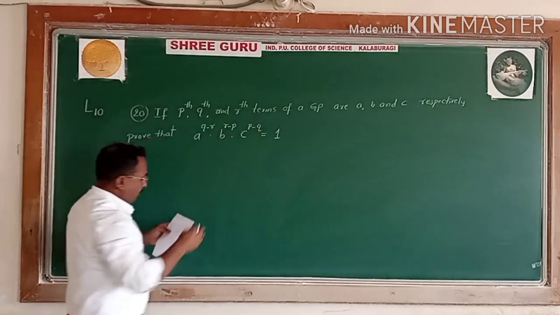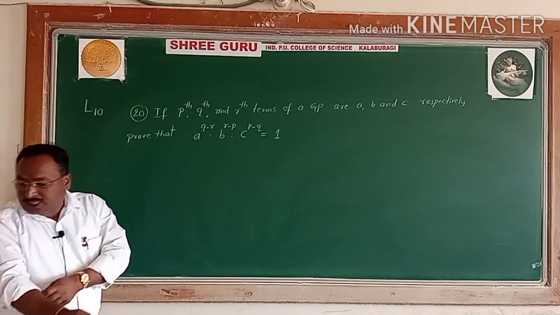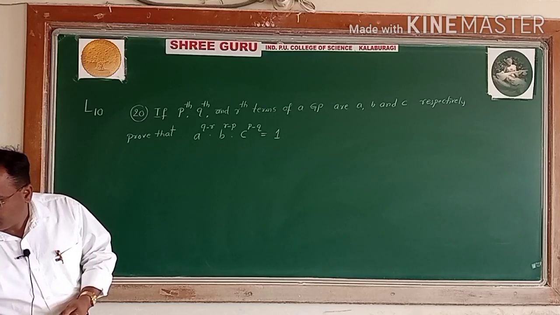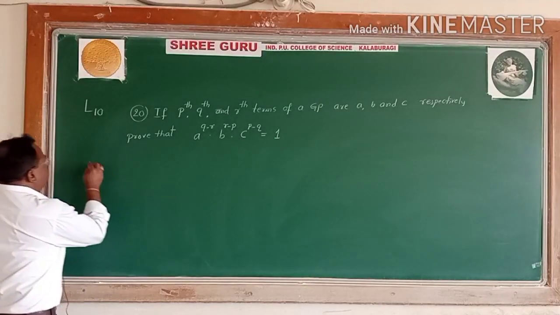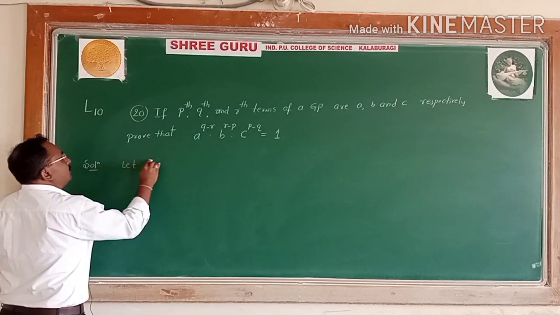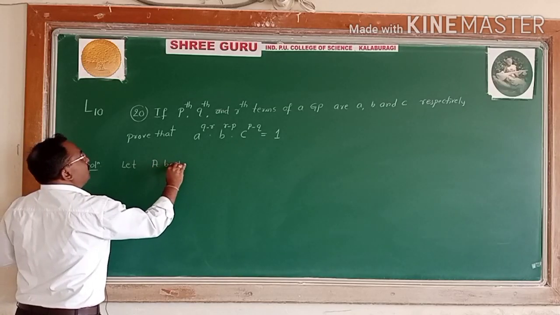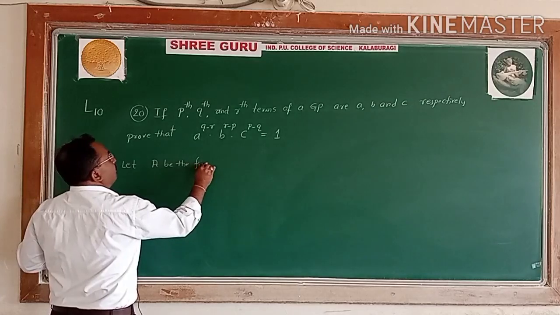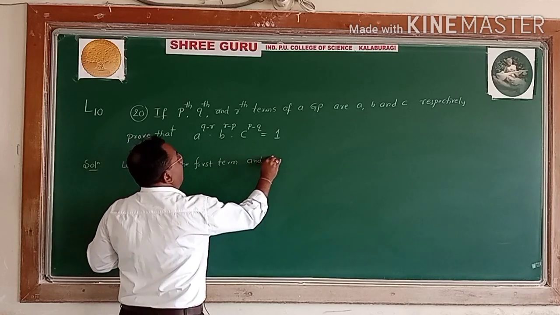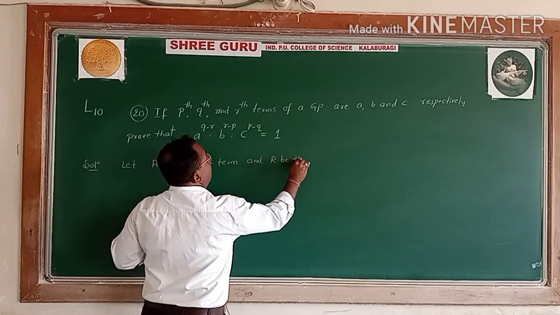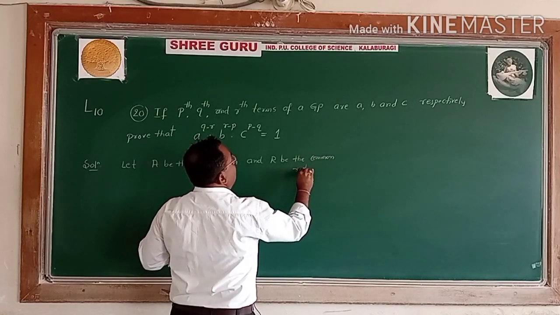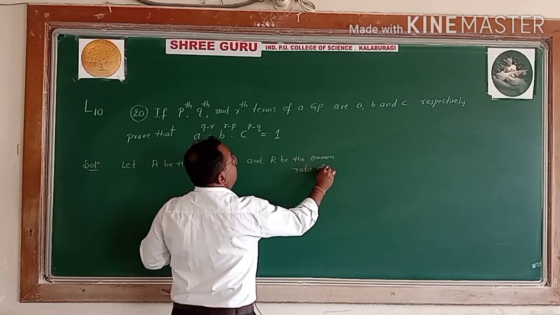1. Listen here, that is the solution. Let A be the first term and R be the common ratio of the GP respectively.